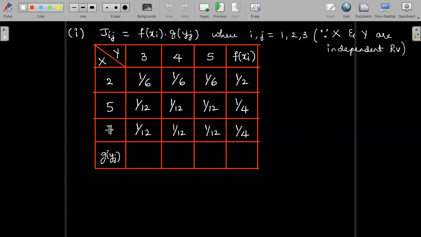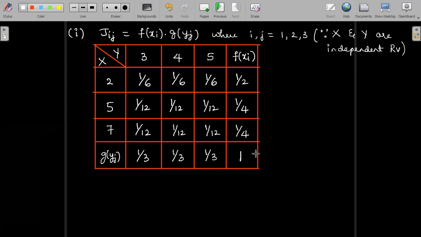A kind of verification. Similarly, for y equal to 3, 4, 5, we will write the respective g of yj values by summing up column wise. So 1 by 6, 1 by 12, 1 by 12 gives us 1 by 3. Similarly, 1 by 6, 1 by 12, 1 by 12, sum is 1 by 3. Again, the last one sum is 1 by 3. The last column is the sum of all f of xi's, and the last row is the sum of all g of yj's. We can observe all are equal to 1 itself.